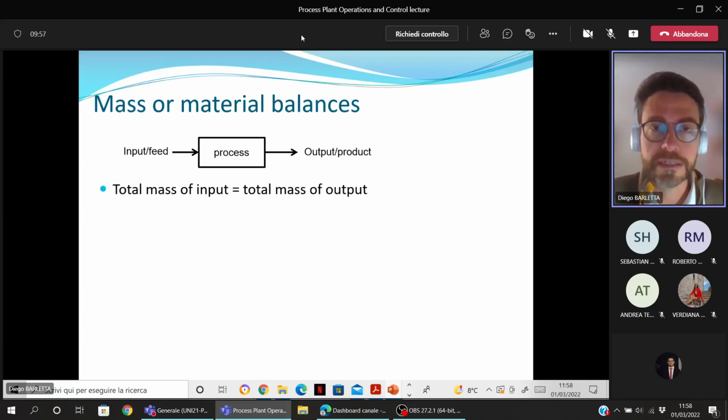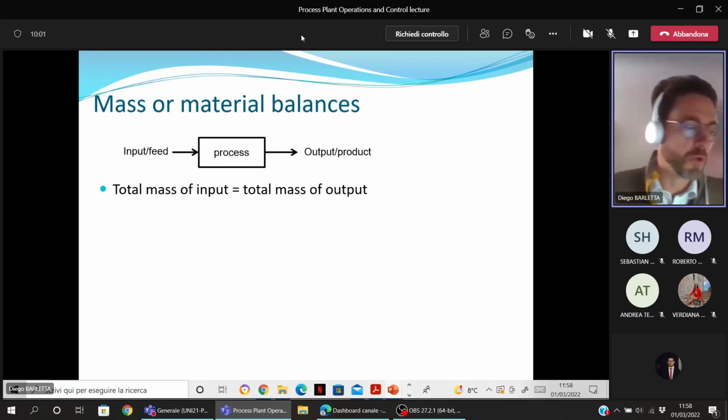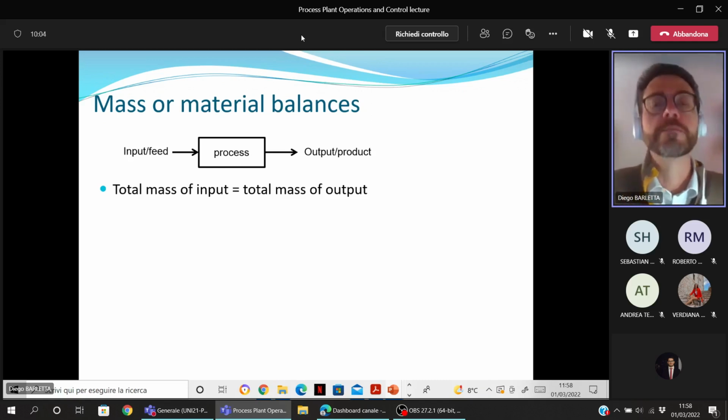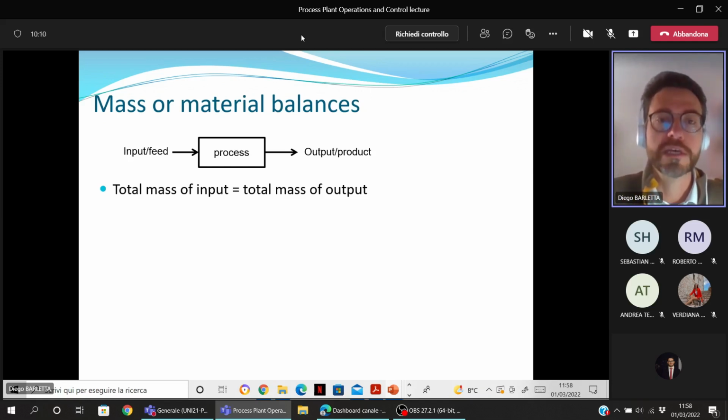But of course, in any case, we need to go deeper with the mass balances, because it's the important conservation law that we need to consider when we have a process with one or more inputs and one or more outputs or products. So in general, we can say that the total mass of input is equal to the total mass of output.